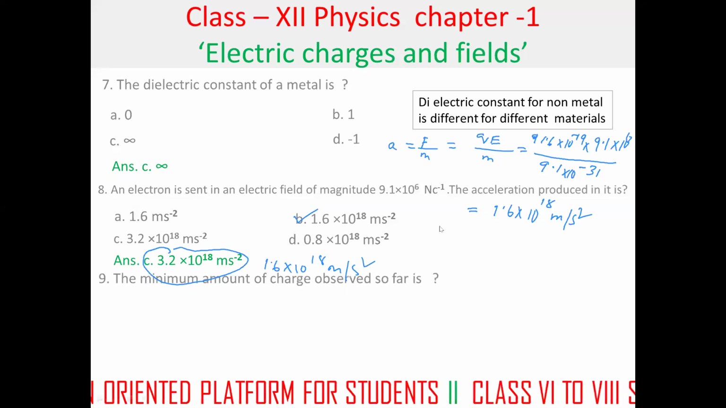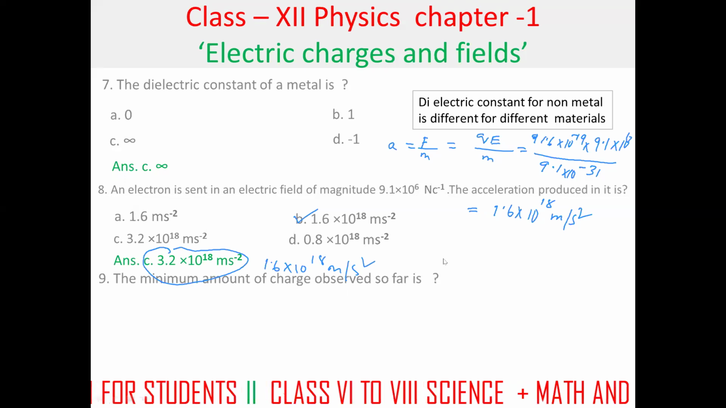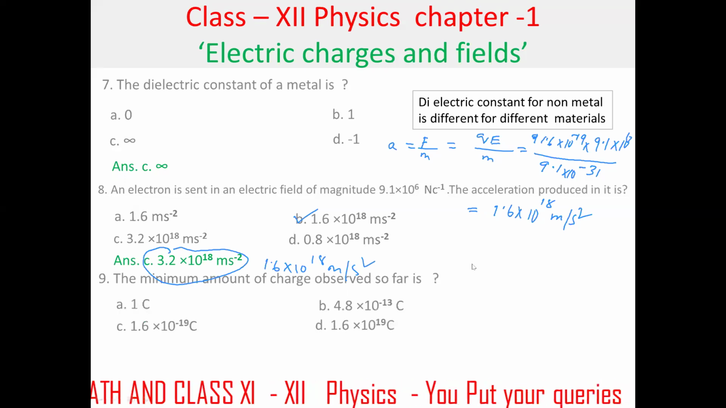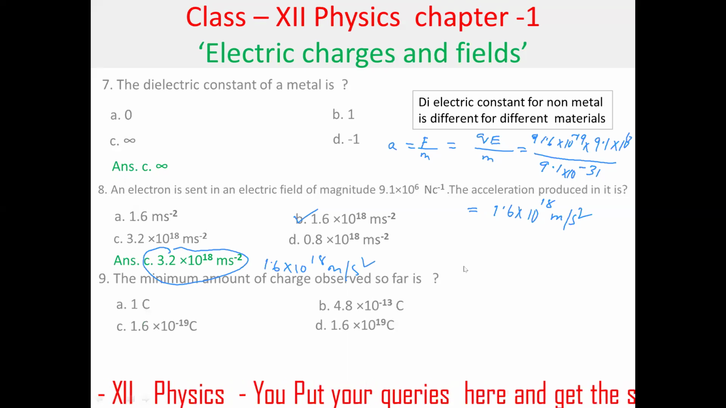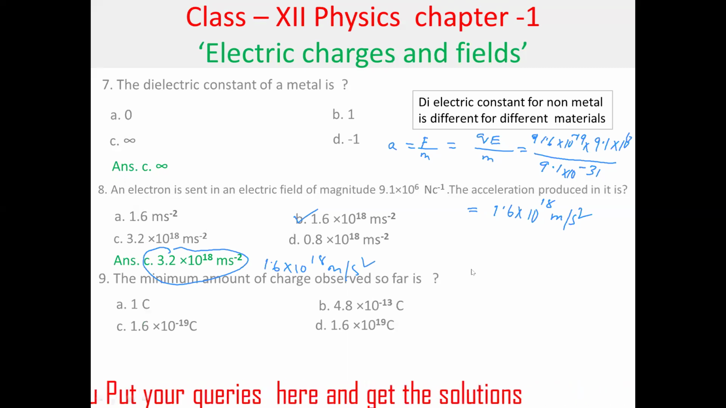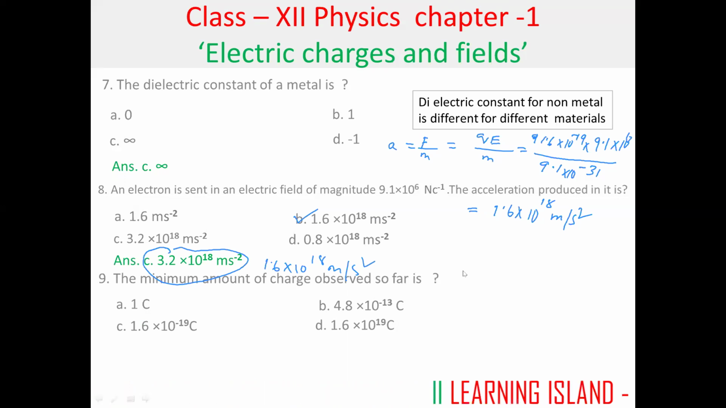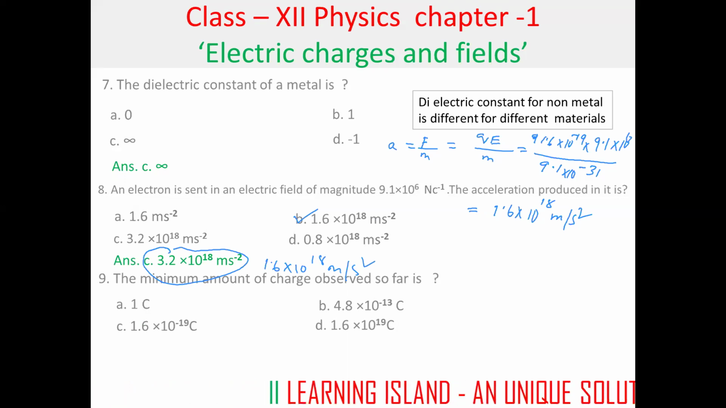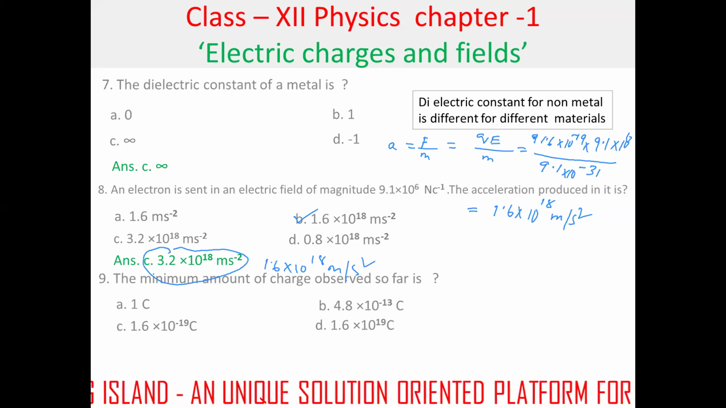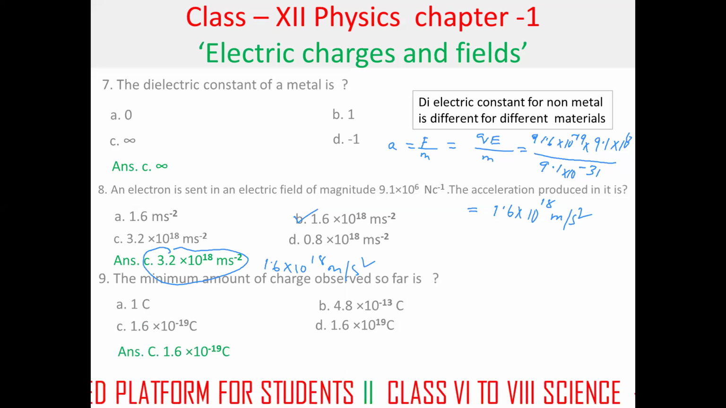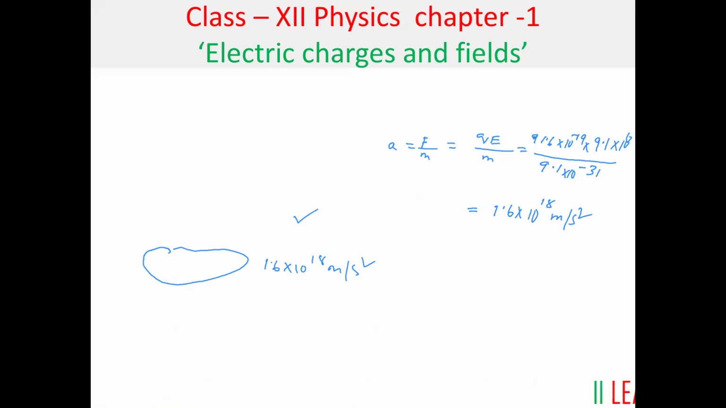The minimum amount of charge observed so far is very easy. You can easily answer this, because the minimum amount of charge means the fundamental charge, the electron. Electron we consider as the basic charge. Less than this, nothing is there. No existence of any charges below this. So the answer would be C. So without any delay, let us go for the next question.